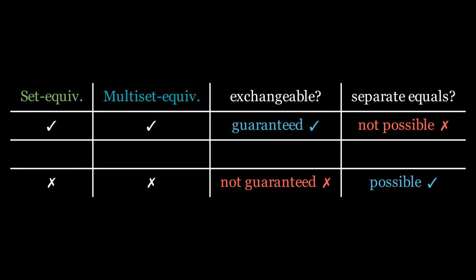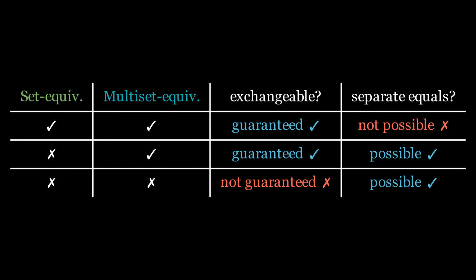Last but not least, when a function is not set-equivariant, but it is multiset-equivariant, then we really get the best of both worlds. The elements are exchangeable, which gives us good sample complexity, and we are also able to separate equal elements, so we are less restricted than with set-equivariance. I won't go into it here, but in the paper there's an experiment that confirms exactly these properties on sample efficiency and separating equals.